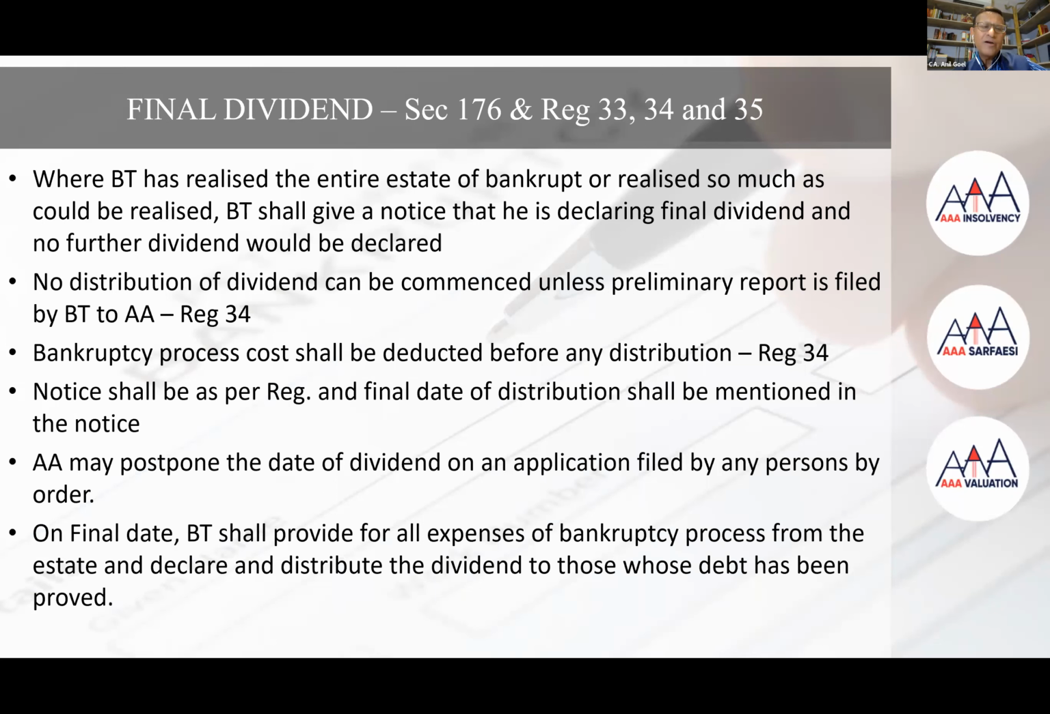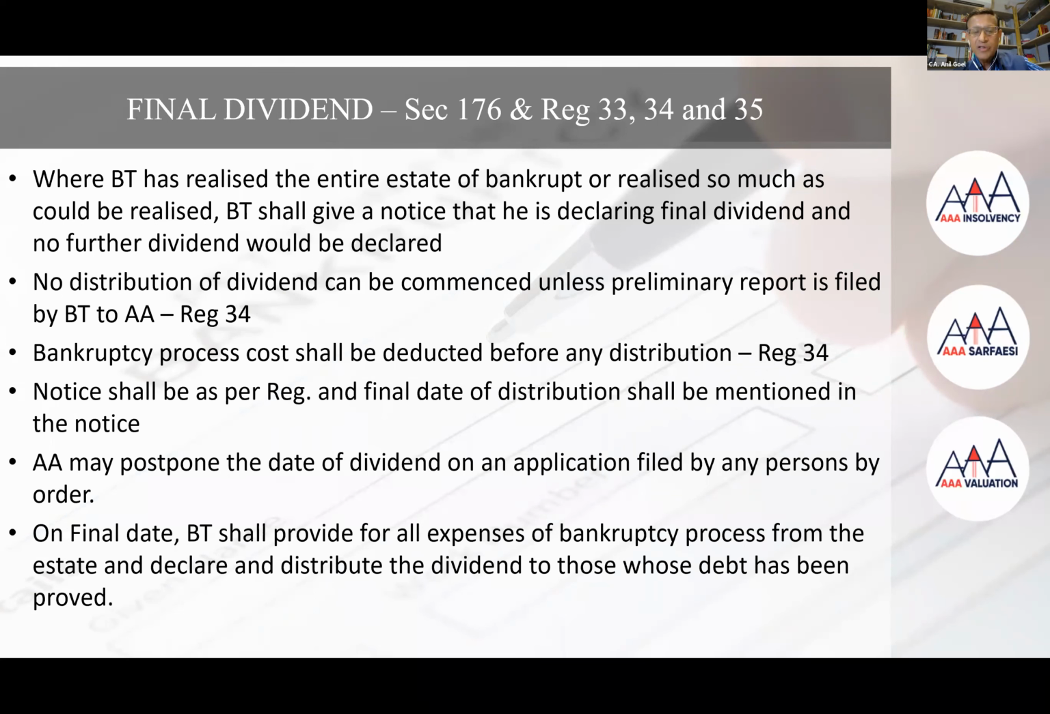So for the final dividend, once the BT has realized the entire estate of the bankrupt, or realized so much as could be realized, the BT shall give notice that he is declaring a final dividend. No distribution of dividend can be commenced unless the preliminary report is filed by the BT with the adjudicating authority. This is provided in regulation 34. Bankruptcy process cost shall be deducted before any distribution. Notice shall be as per the regulations, and the final date of distribution shall be mentioned in the notice.